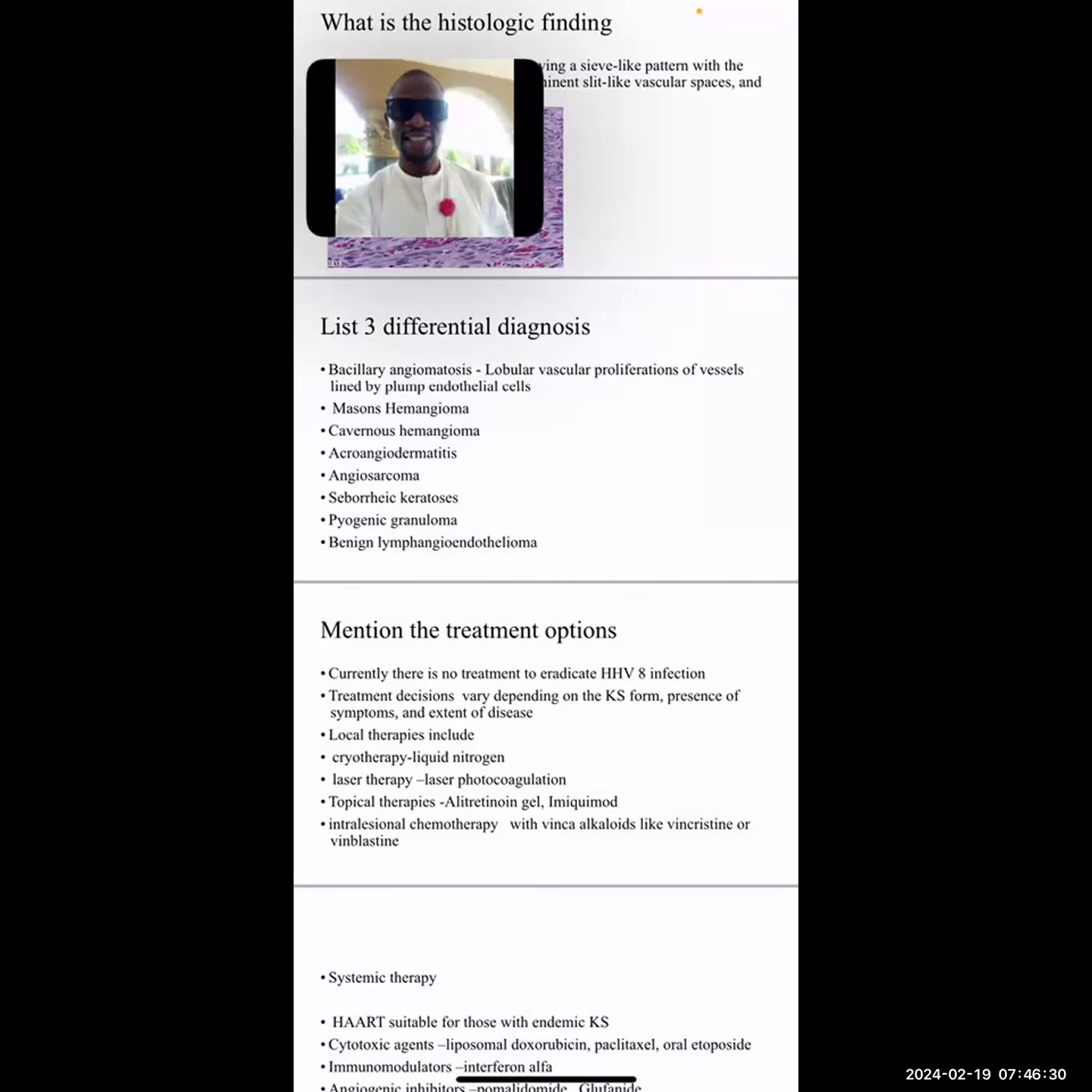Yeah, in addition to what he described, so we said bacillary angiomatosis may be difficult to distinguish, but on histology, there are also lobular vascular proliferations of the vessels where they are lined by plump endothelial cells. So we can add that to the distinguishing features on histology. And then he mentioned also pseudo-Kaposi, that's the acroangiodermatitis, one of the differentials.